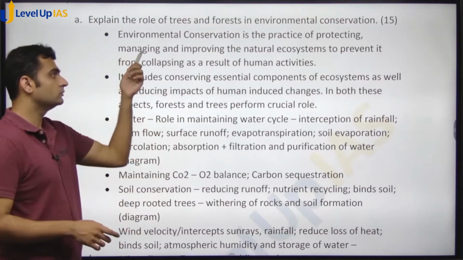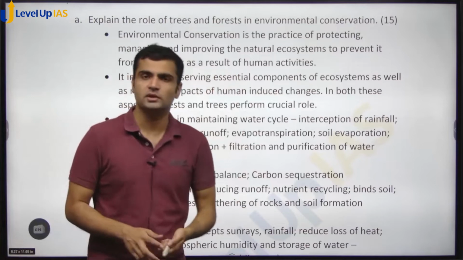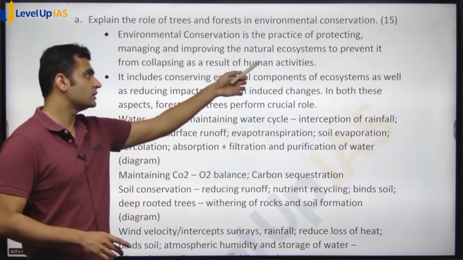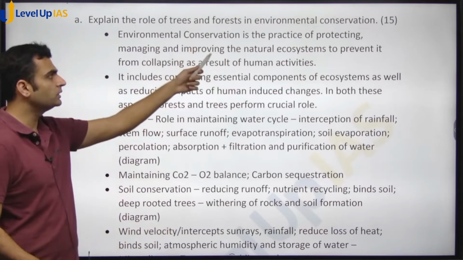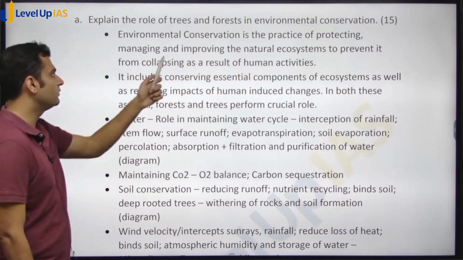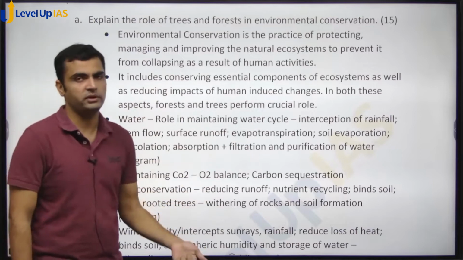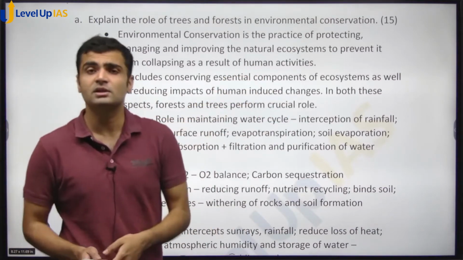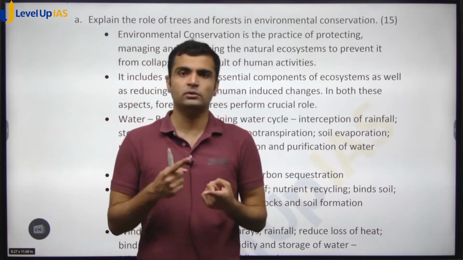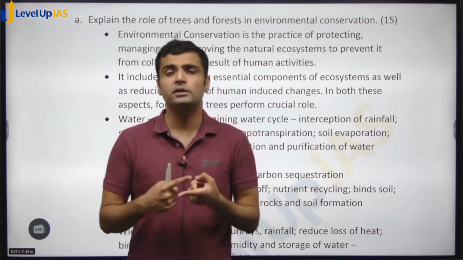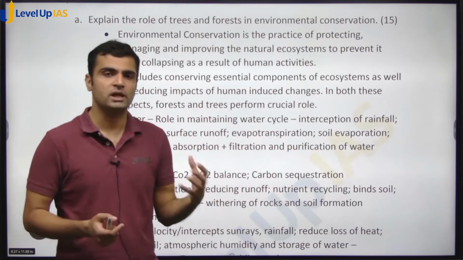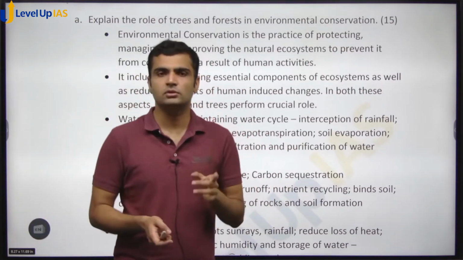So how would we introduce? Basically, we will define environmental conservation. Environmental conservation is the practice of protecting, managing and improving the natural ecosystems to prevent them from collapsing as a result of human activities. Why do we want to conserve? Because of human activities. And what does conservation include? It includes protection, it includes management of ecosystems, and it includes improving existing ecosystems or degraded ecosystems as well. That is what conservation is all about.